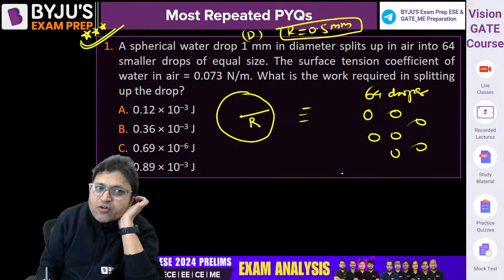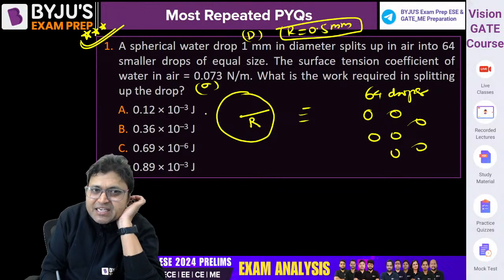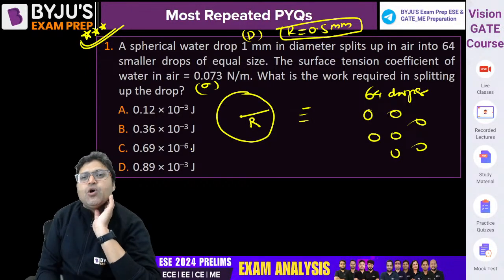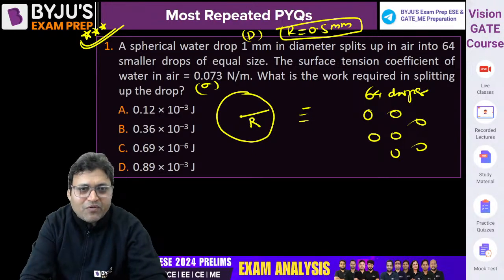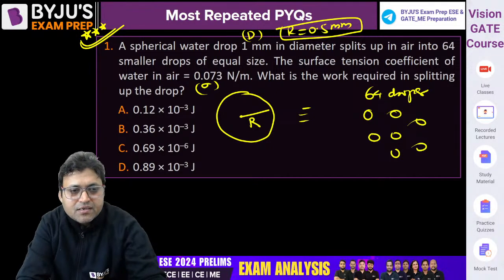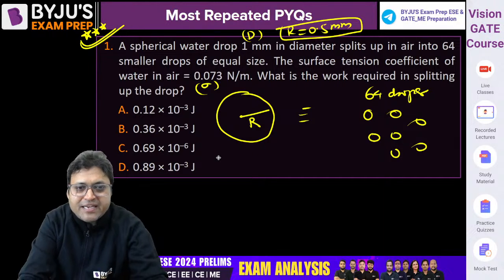The surface tension coefficient of the water in air, that is sigma, is given as 0.073. What is the work required in splitting up the drop? What will be the work required in splitting the drop? Can you give it a try?